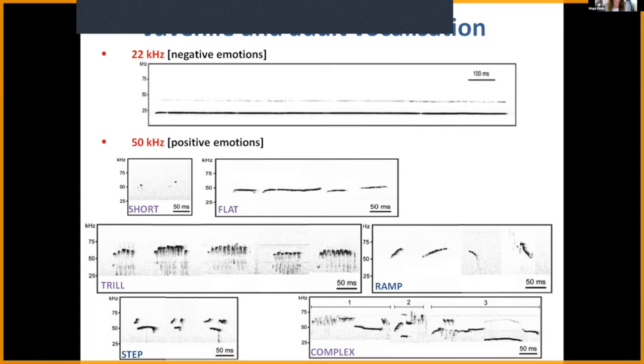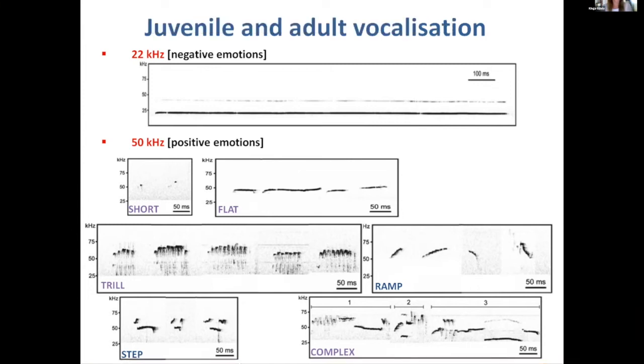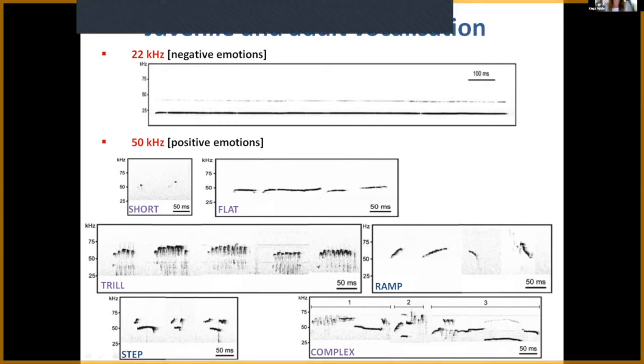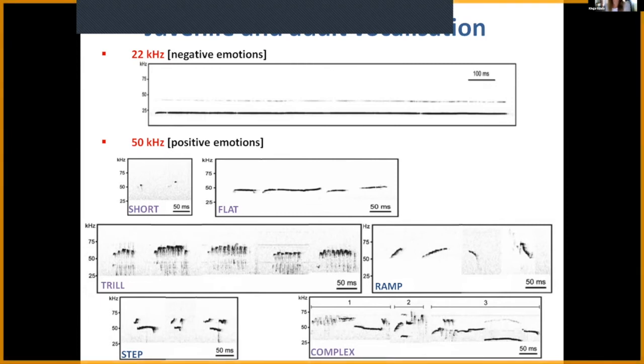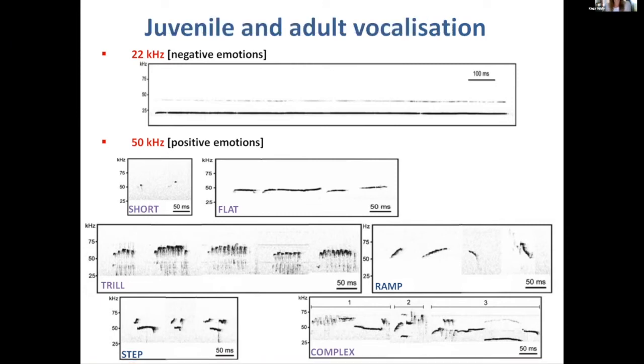Then we have 50 kHz calls known as happy calls. Of course, they are associated with positive emotions caused by food consumption, social interactions, reward, or tickling. This group may be divided into, again, three main groups: shorts, flats, and frequency modulated calls. And these frequency modulated calls can be further divided into some subtypes like trills, ramps, steps, complex, and others.